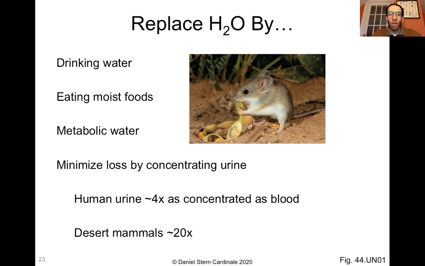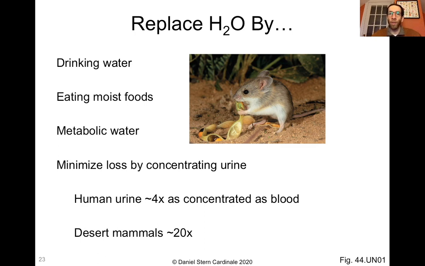The last thing we can do is minimize water loss by concentrating our urine. So human urine is about 4 times as concentrated as blood in terms of the solute concentration, the amount of stuff that's dissolved in it. And blood is already highly concentrated.